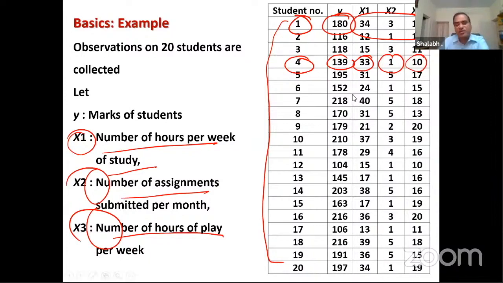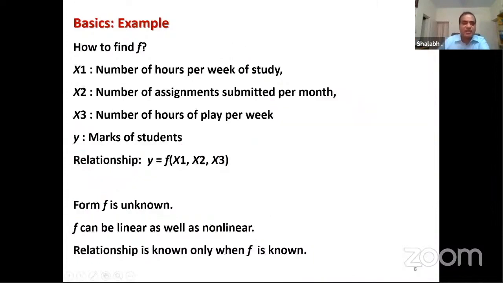I collect this data, and my objective is to find out a relationship between y and x1, x2, x3. The form of the relationship is f, which is known to us. So now the question is how to find out this f. And this f can be linear as well as non-linear.